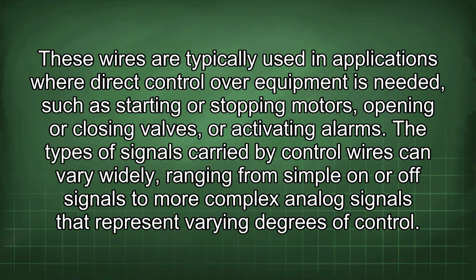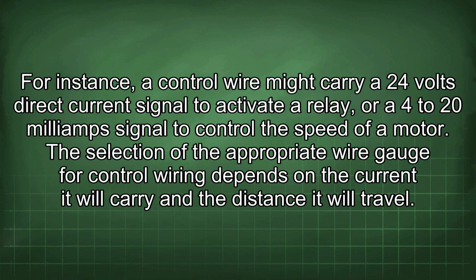The types of signals carried by control wires can vary widely, ranging from simple on or off signals to more complex analog signals that represent varying degrees of control. For instance, a control wire might carry a 24 volts direct current signal to activate a relay, or a 4 to 20 mA signal to control the speed of a motor.